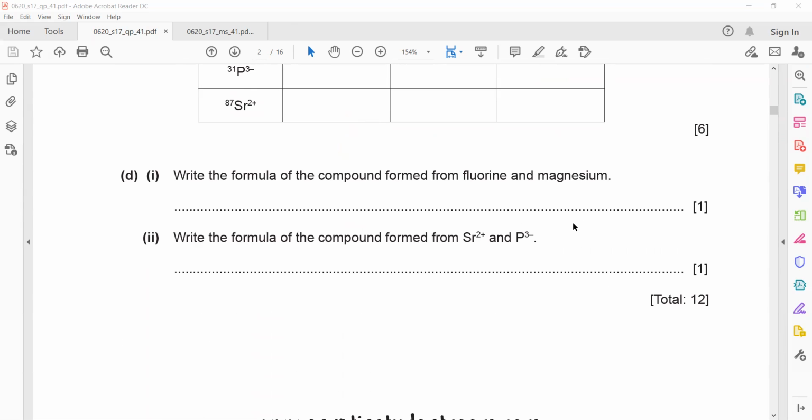Then write a formula of a compound formed from strontium with phosphorus. Strontium phosphide. Yeah, that's correct, because the 2 valencies are not the same. So if the 2 valencies are not the same, you will cross multiply. Strontium is 2 plus or +2, and phosphorus is 3 minus or -3. Cross multiply. So 3 will come with strontium and 2 will come with phosphorus.